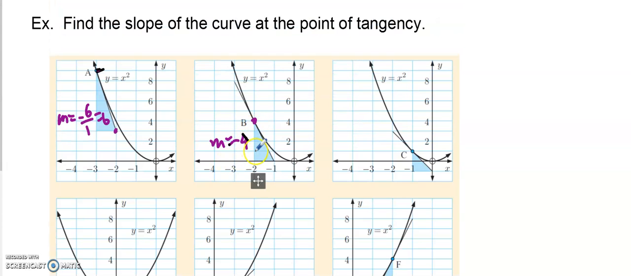Now let's take a look at a positive example. Look at this guy right here. At this point of tangency, well, again, to find the slope of this curve at this point of tangency, I'm not going to focus on the curve. I'm going to focus on this line that's tangent to the curve at that point F. Well, it looks like to get from here to here, I'm going to go up 1, 2, 3, 4. So my rise is 4, my run is 1. So my slope of that curve is 4.